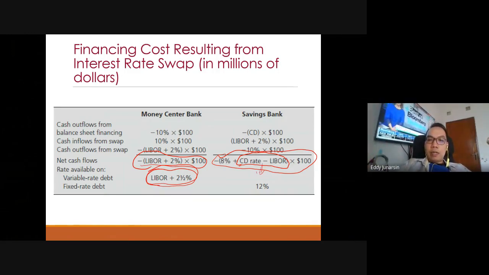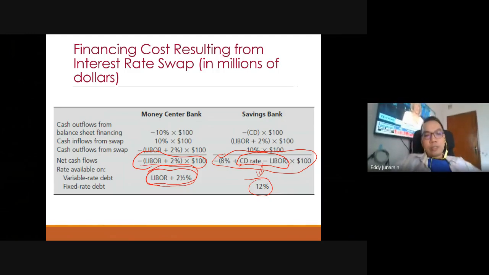Now, on the other hand, the story tells us that if the savings bank has to borrow the fixed rate liabilities by themselves, they'll have to pay like 12%. But here they end up paying 8% plus the spread between the CD rate and LIBOR. And again, we know that the spread between CD rate and LIBOR is usually quite stable from time to time. So let's say the spread is 2% or even 3%, they still end up paying like 10% or 11% fixed, relatively fixed from time to time. So again, there's an efficiency, there's a saving from the swap contract.